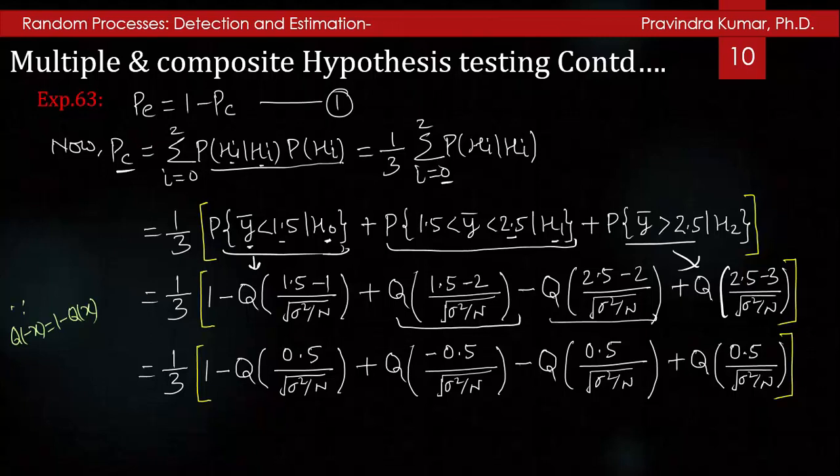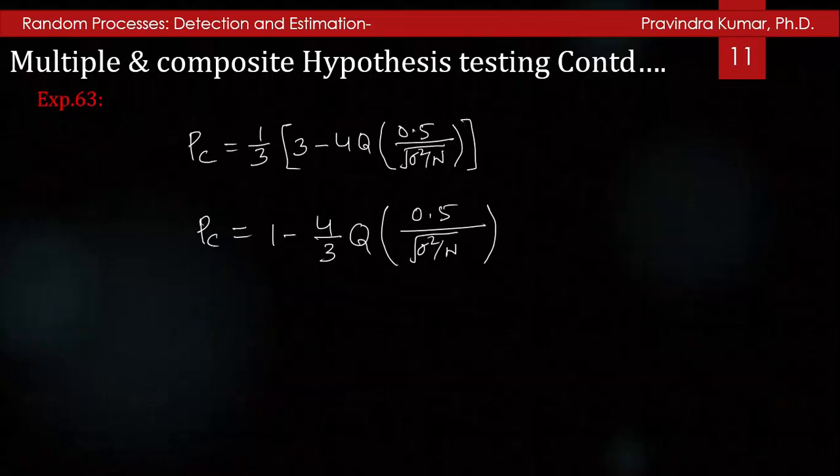And you know Q(minus x) is equal to 1 minus Q(x). So from this you can have the probability of correct decision. It will be 1/3 times [3 minus 4Q(0.5 divided by root of sigma square by n)]. And I can also write this probability of correct decision as 1 minus 4/3 Q(0.5 by root of sigma square by n).